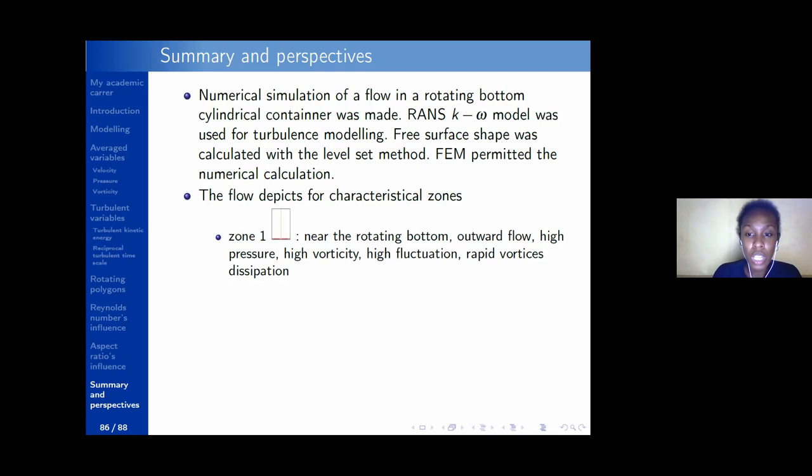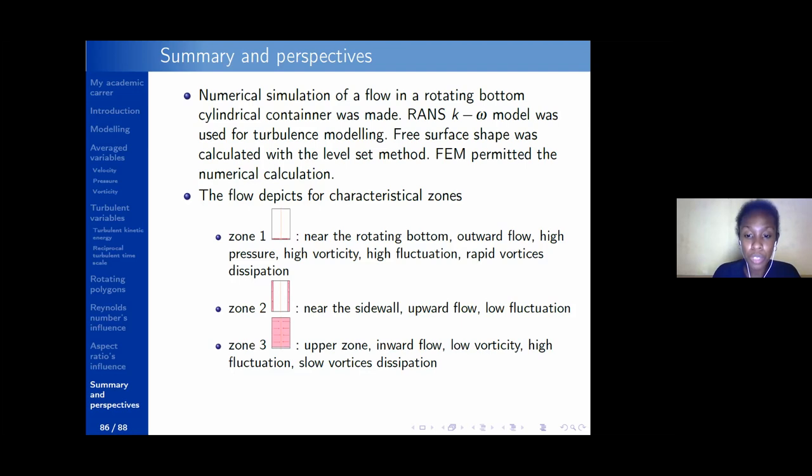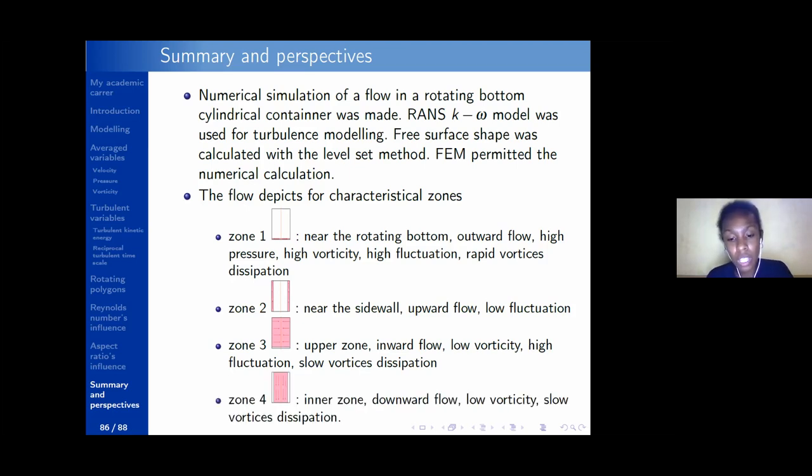The first is near the rotating bottom with outward flow, high pressure, high vorticity, high fluctuation, and rapid vortices dissipation. The second, near the sidewall with upward flow and low fluctuation. The third, an upper zone with inward flow, low vorticity, high fluctuation, and slow vortices dissipation. And the last one, an inner zone with downward flow, with low vorticity and slow vortices dissipation.